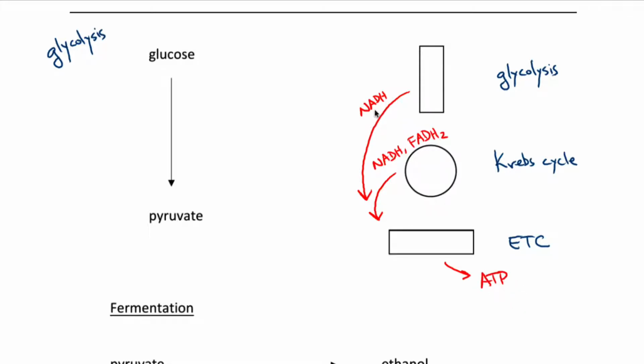And as I've written here, NADH is being made in glycolysis, and both NADH and FADH2 are being made in the Krebs cycle. We said in a previous lesson that this whole process of aerobic cellular respiration generates about 30-ish ATP per glucose molecule. Now, on the left side here, I've taken just glycolysis and expanded it.